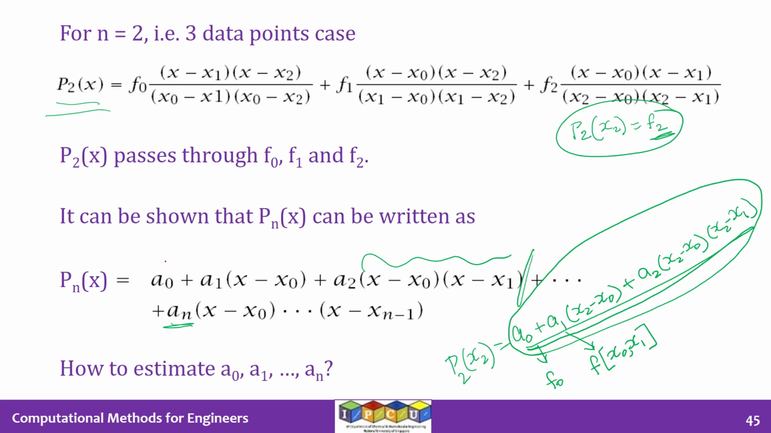So what we are trying to say here is that the coefficients of this polynomial are exactly the same as the divided differences. A0 is going to be equal to the 0th order divided difference involving x0. So it is going to be f of x0, which is f0. A1 is going to be the first order divided difference involving x0 and x1. A2 is going to be the second order divided difference involving x0, x1 and x2, and so on. And An is going to be the nth order divided difference involving x0, x1, x2 all the way till xn. So that is this way of finding out the coefficients of this polynomial in terms of the divided differences.